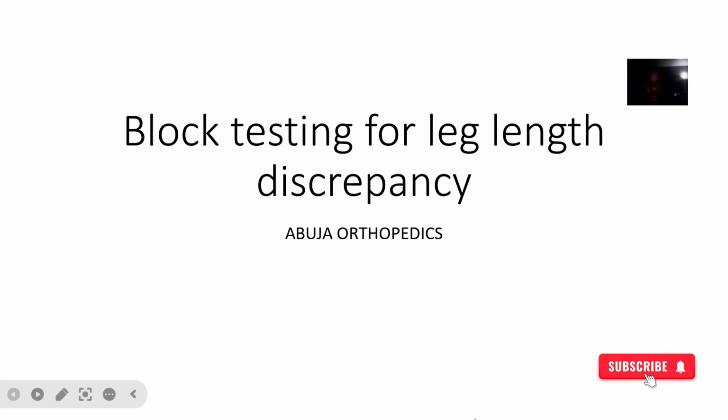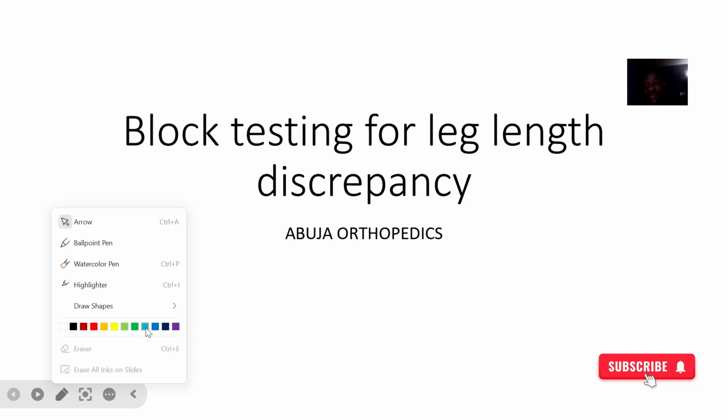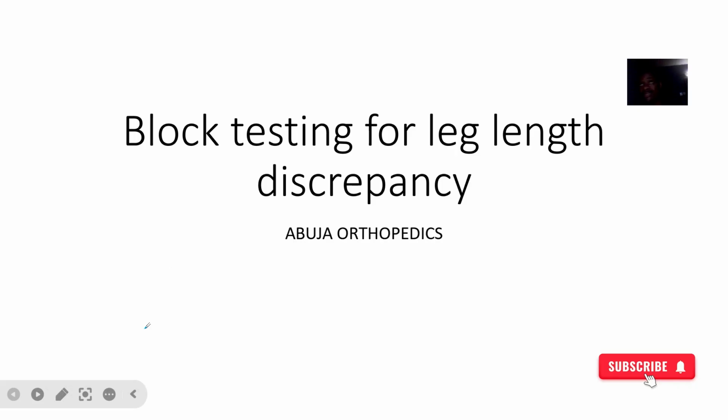Finish it up. Alright, so we're back to our orthopedics, and we're looking at one or two topics related to orthopedics. We left the orthopedics world for a while, but I'm actually back now with a whole lot of consistency. So this is us talking about leg length discrepancy.